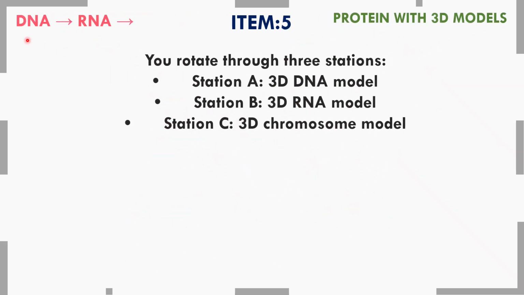Now let us look at the transformation of DNA to RNA to protein with the 3D models. This is our item 5. You rotate through 3 stations. Station A, 3D DNA model. Station B, 3D RNA model. Station C, 3D chromosome model.